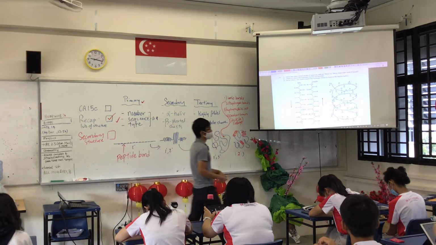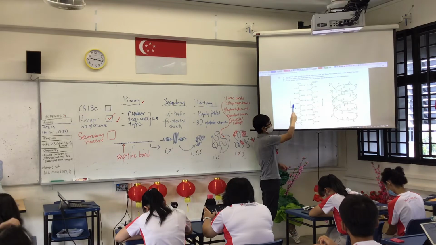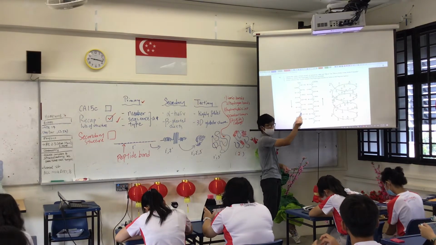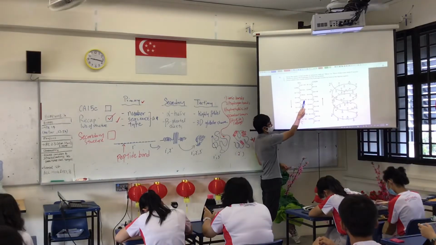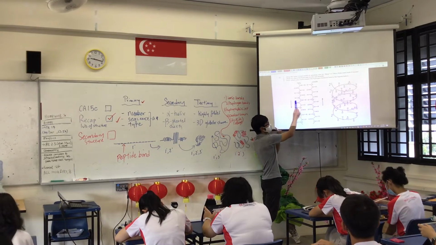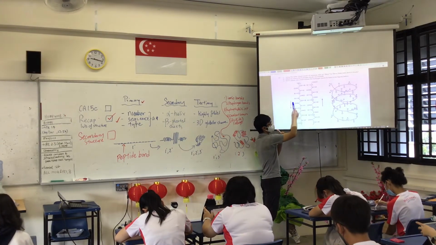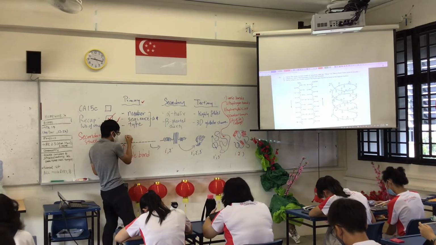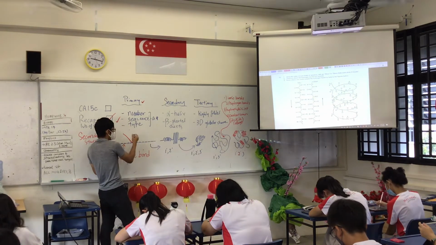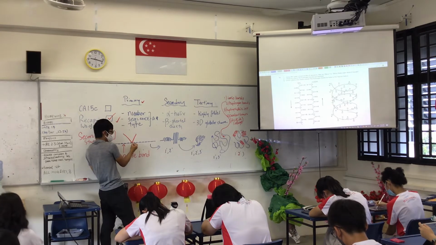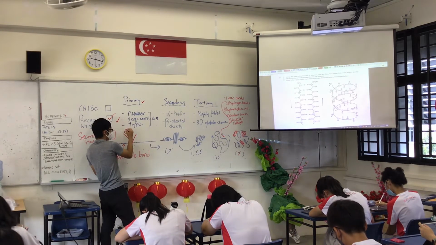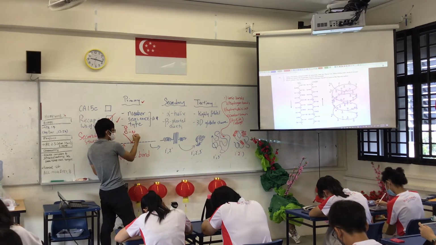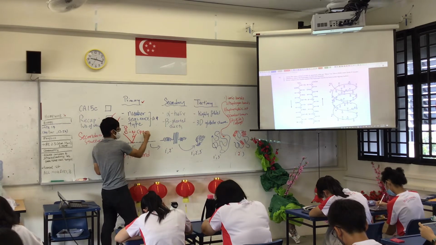Do you see all the C double bond O and the NH? Yeah? Okay. Can you just highlight one of them? C double bond O and NH? Because what that represents are all the peptide bonds in between the amino acids. So if I were to zoom in, you see a C double bond O, you see an NH, that is a peptide bond.